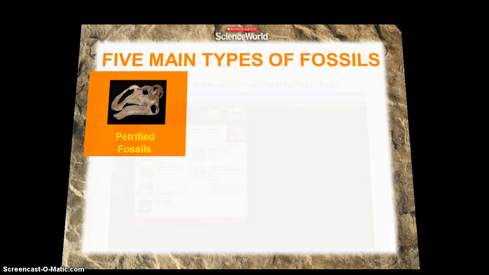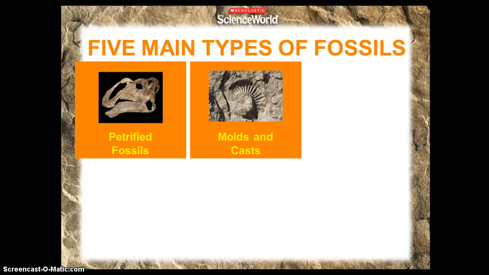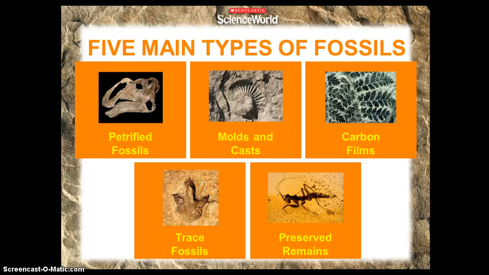So Tim and Moby mentioned a couple of different types of fossils. We're going to go over the 5 main types of fossils. That is petrified fossils, molds and casts, carbon films, trace fossils, and preserved remains.